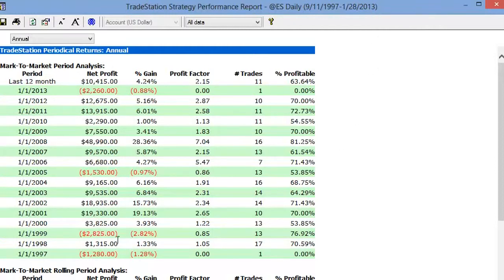Here are the results so far, as you can see. So far in 2013, it's down. It's about 1 trade so far. Last year, 10 trades, 12,000. The year before, 11 trades, 13,000.